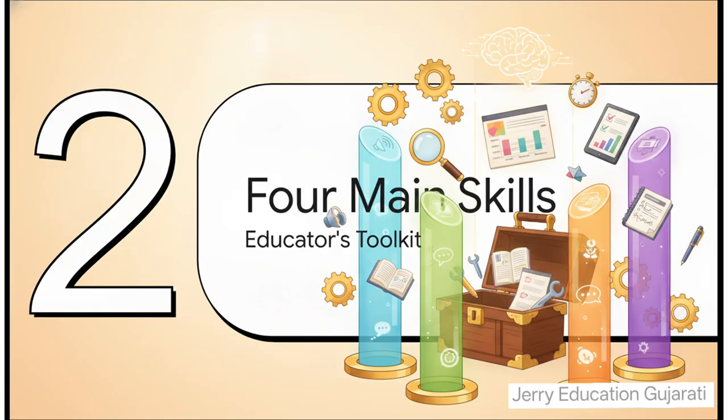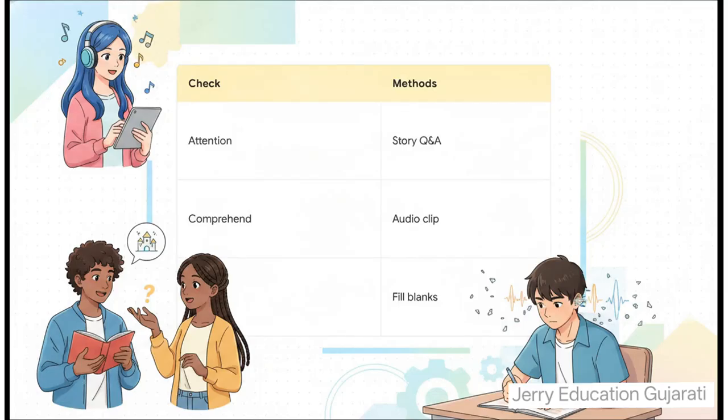Moving on to Section 2, the 4 main language skills. Think of this as the educator's toolkit. Now, these 4 skills are literally the foundational pillars of language learning. First up is listening. But how exactly do we measure something completely invisible? Well, we break it down into observable metrics, things like attention, comprehension, and how well they follow instructions. To actually test this in the classroom, we use active methods, asking questions right after a story, playing audio clips, or even doing fill-in-the-blank exercises.